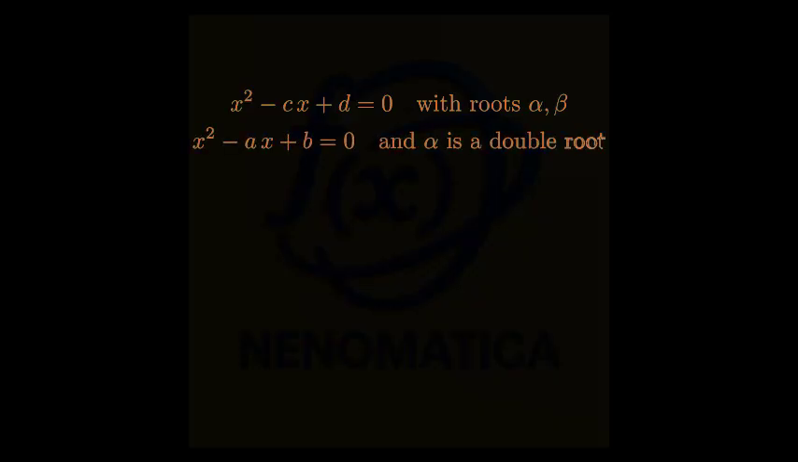Here is the problem statement. First quadratic: x squared minus cx plus d equals 0, with roots alpha and beta. Second quadratic: x squared minus ax plus b equals 0, and alpha is a repeated root of this second equation. We must show ac equals 2 times b plus d.